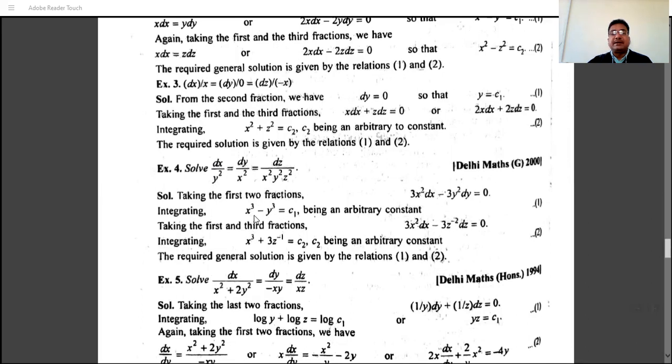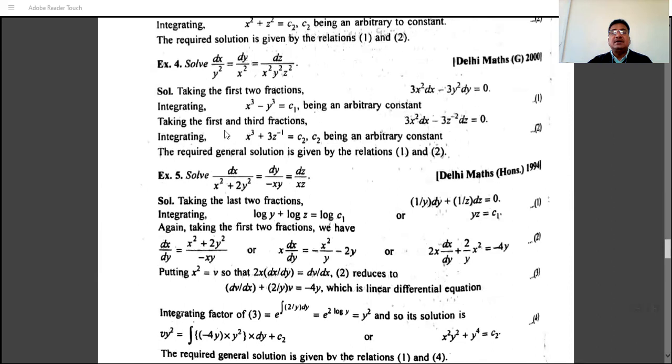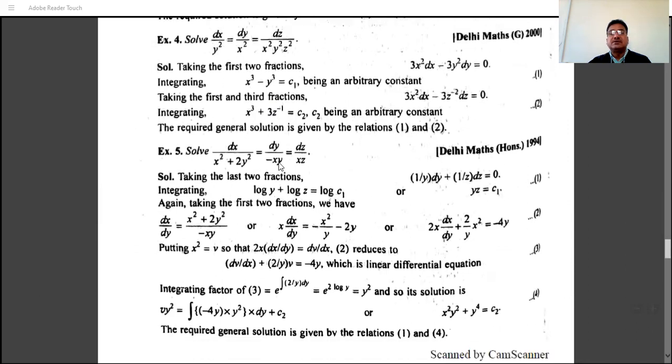So consider first two factors, and then we have this answer: x cube minus y cube is equal to c1. Then consider the first and third fractions. What happened? Y square gets cancelled, and therefore we have only the two variables x and z, because y square was the only term with variable y, and it got cancelled. Then we have this answer: x cube plus 3 z raised to minus 1, that means 1 by z, is equal to c2. After considering the first and third factors, we have this answer, and therefore 1 and 2 give the general solution.